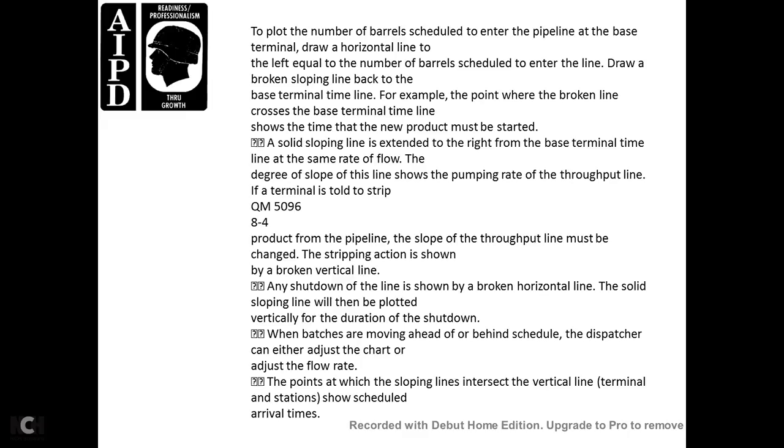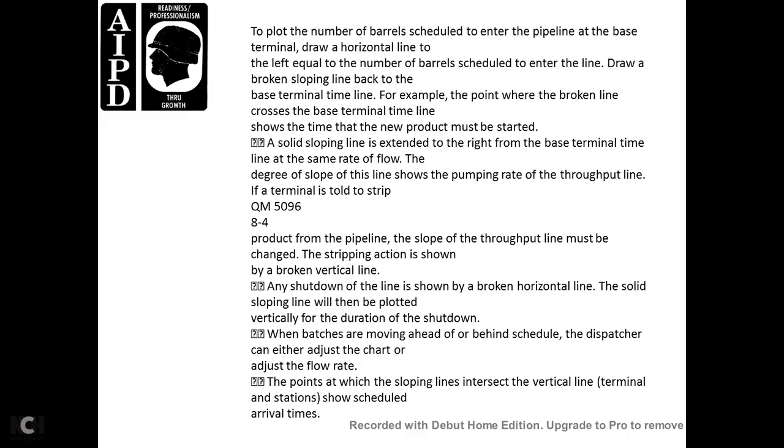Plot the number of barrels scheduled to enter the pipeline at the base. Draw the horizontal line to the left equal to the normal barrels scheduled to enter the line. Draw a broken sloping line back to the base terminal timeline. For example, the point where the broken line crosses the base terminal timeline should show the time the new product is started, with the solid sloping line extending to the right of the base terminal time and the same with the rate of flow.